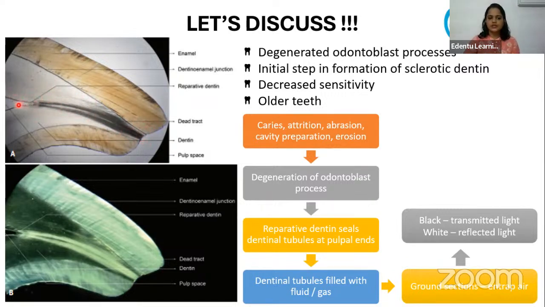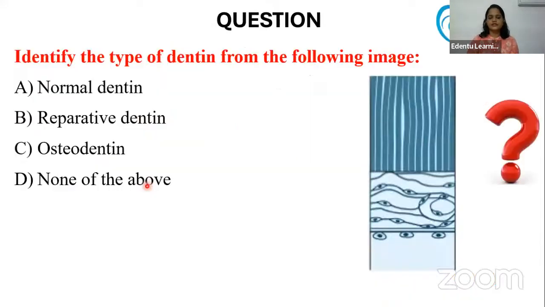So this is an example of a dead tract under transmitted light. If you change the light pattern to reflected light, it will appear something like this, white in color. In transmitted light it appears black, whereas in reflected light it appears white. So this is all about dead tracts.